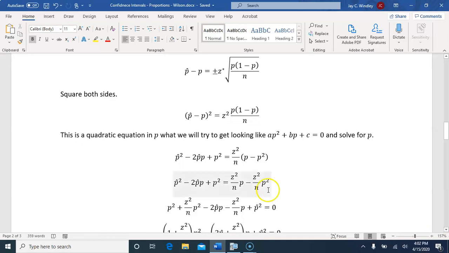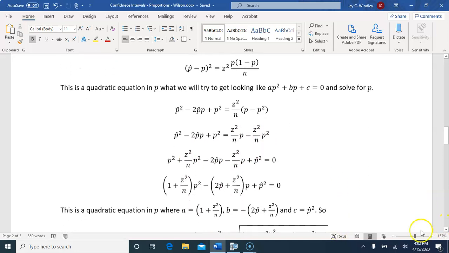Okay, so squaring this side yields this, and moving the n under the z squared and multiplying this out gives us this. Distributive property gets us to here. And then I'm bringing everything over to the left-hand side. So this z squared over n times p is now over here. This z squared over n times p squared is now here.